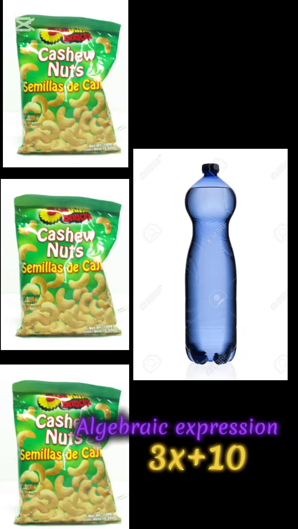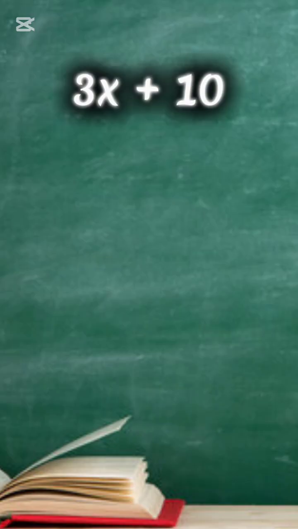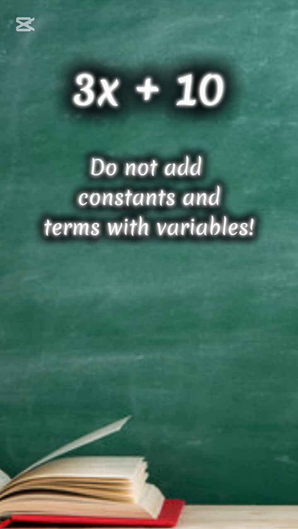What we have here is an algebraic expression, and soon we'll make notes of the difference between an algebraic expression and an equation. Pay close attention to this while working with algebraic expressions and equations. We cannot lump together constants and terms with variables. They are not the same. This means we should leave the expression as it is.